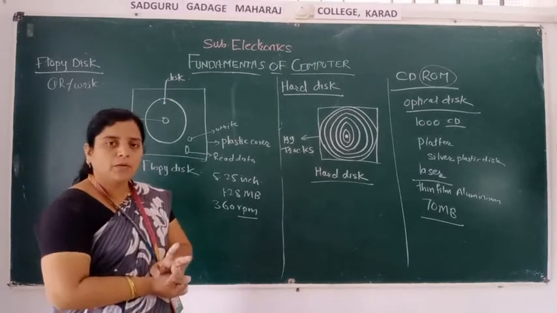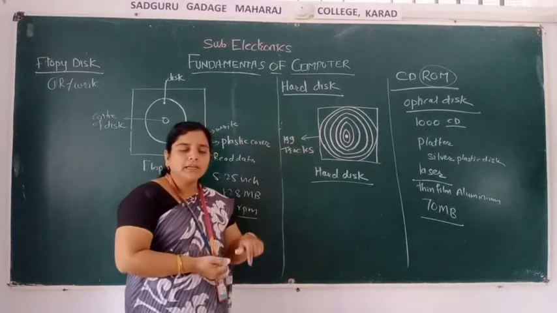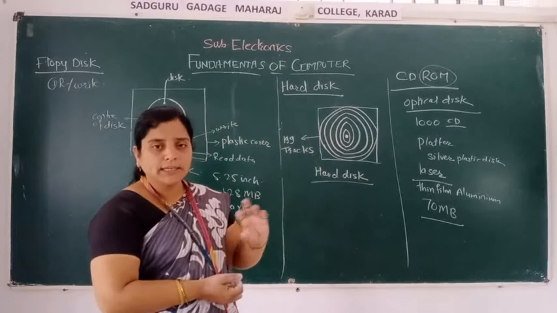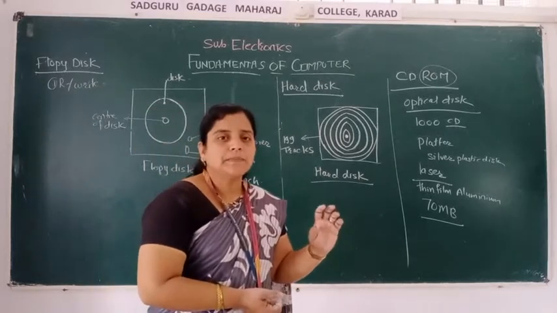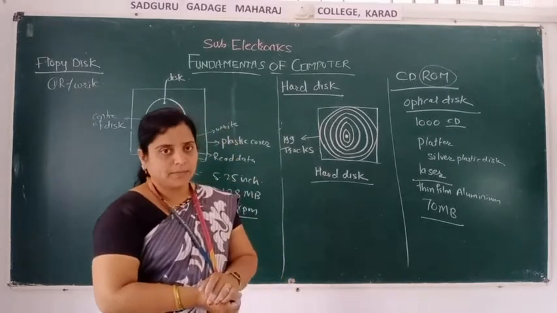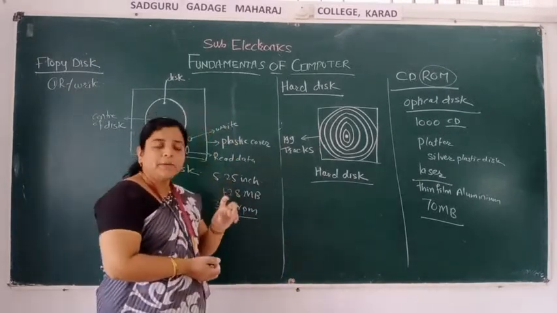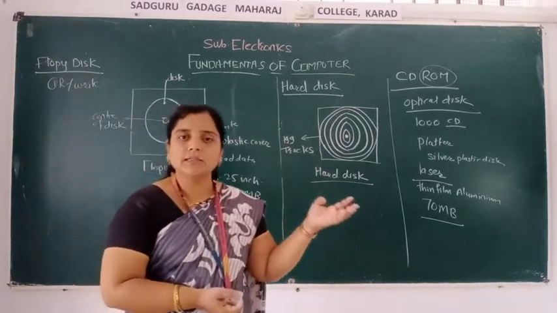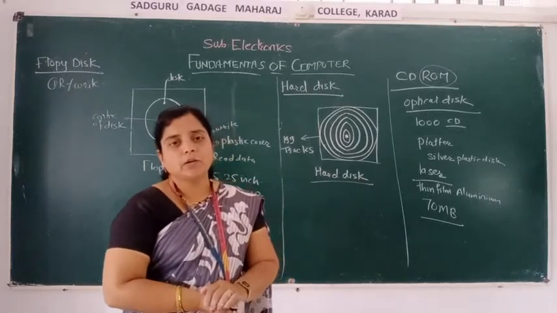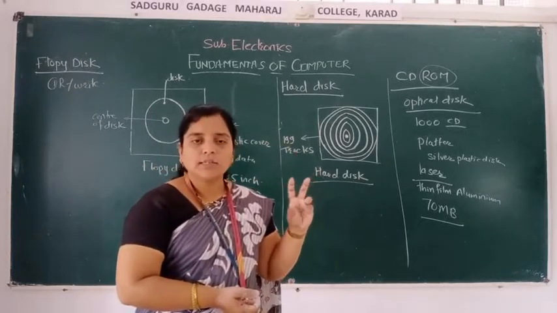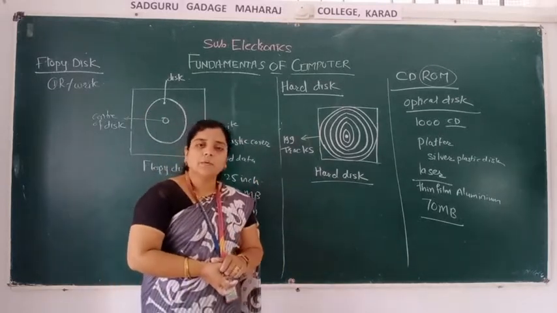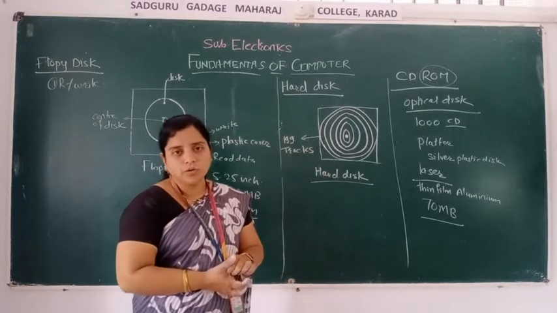Primary memory is inbuilt memory. It is in the CPU, the central processing unit. But secondary memory is not in the CPU. It is outside the CPU, and the pen drive is an example of secondary memory. Primary memory is faster than secondary memory, but secondary memory is slower because it does not save the data fast. Primary memory is volatile memory and secondary memory is non-volatile memory.